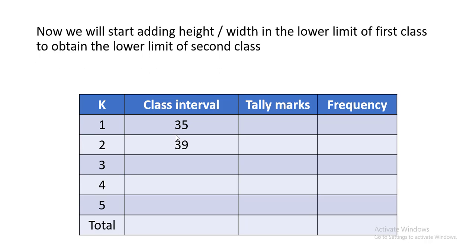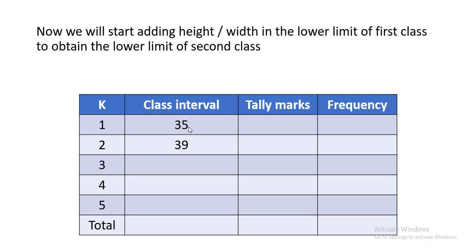Okay, now what I have done here is that I've started, this is basically the lower limit. Now I need to find the lower limit of the next class, so I'll add the height to it. So 35 plus 4, height was 4, so 35 plus 4 is 39. Okay, so this is how the height is calculated. And since we are dealing with uniform data, all the heights should be equal throughout the classes. So now we'll start adding height or width to the lower limit of the first class to obtain the lower limit of the second class.